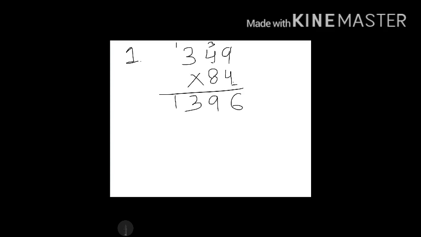This is my blank page here. So let me do this first one here. So the first one is 349 multiplied by 84. So when I multiply, I'll begin with ones place digit. 4 multiplied by 9 is 36. 6 and 3 is the carryover. 4 multiplied by 4, 16. 16 plus 3 is 19. So 1 is the carryover. 4 multiplied by 3 is 12 and plus 1 is 13. So this way I'll get this.